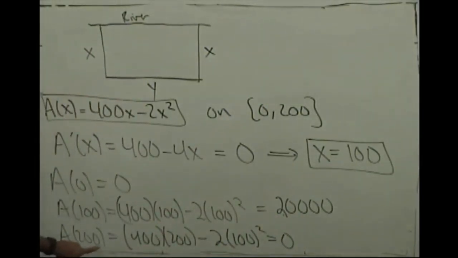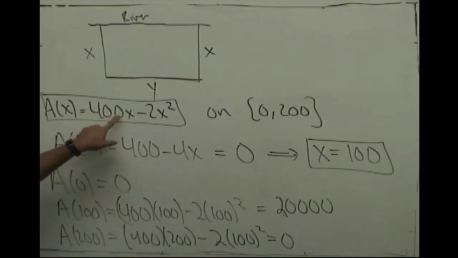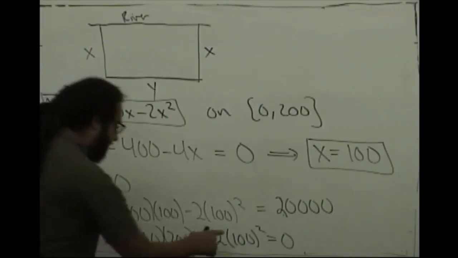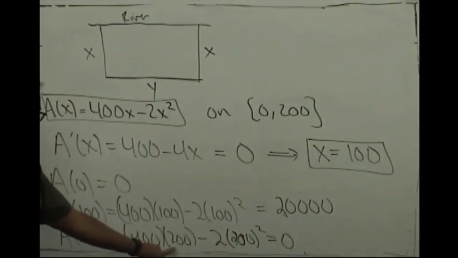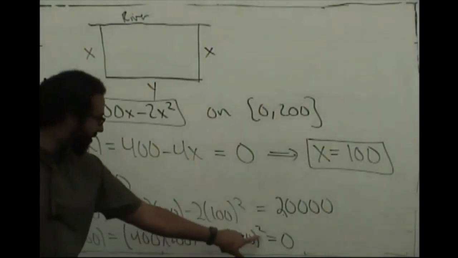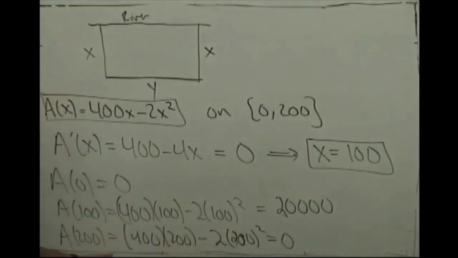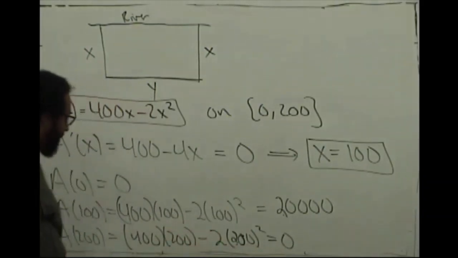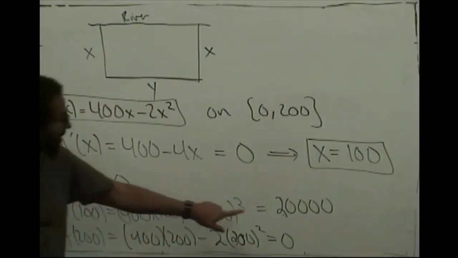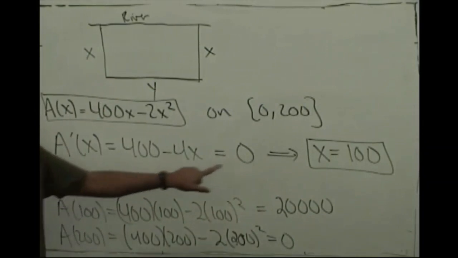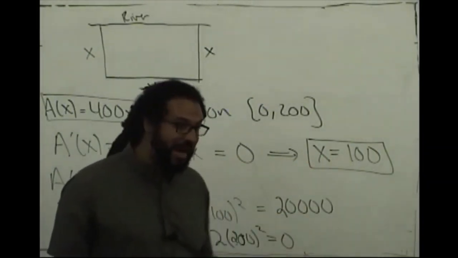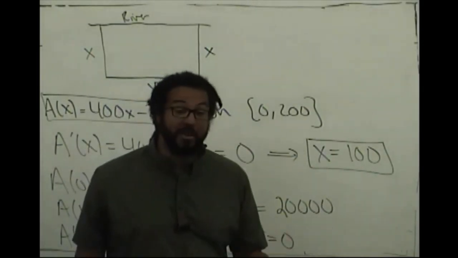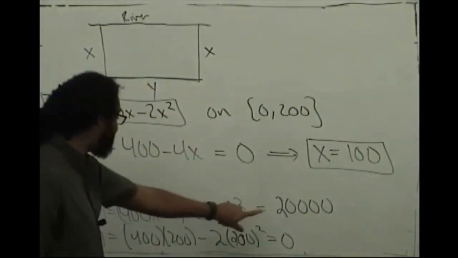And then when I plug in 200, I'm going to get 400 times 200, which is 80,000. And then 200 squared is 40,000 times 2, so again that's 80,000. So here I get 0 again. So we're guaranteed that at x equals 100, we get an absolute maximum. And what is the absolute maximum value? What is the absolute maximum area that we were looking for? Well, that's 20,000.